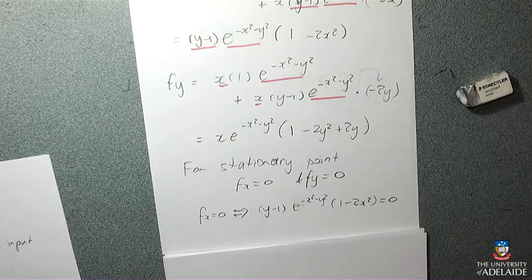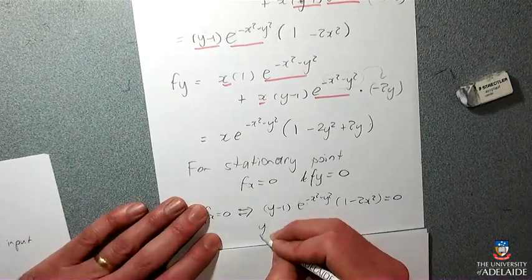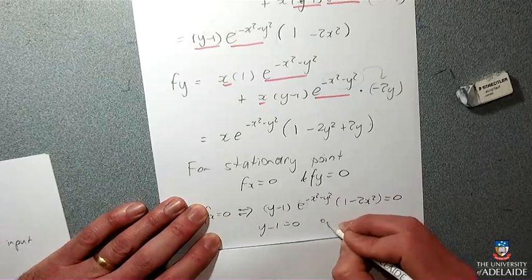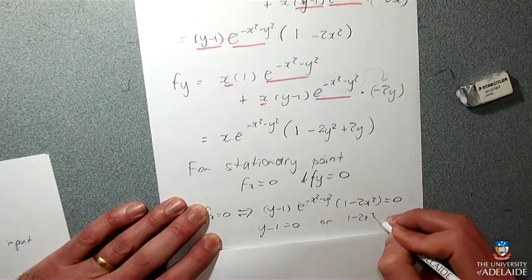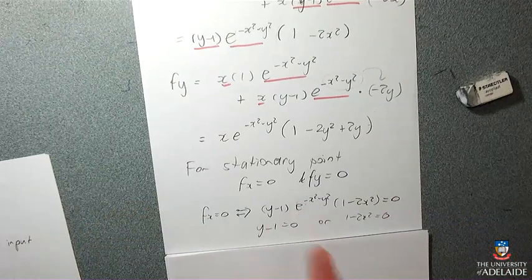And the only way, well, let's see, these are three things multiplied together and are equal to 0, so for it to be 0, one of them has to be 0. So I get y minus 1 equals 0, or 1 minus 2x squared equals 0. And the reason I haven't included this one is that e to the anything is never 0.